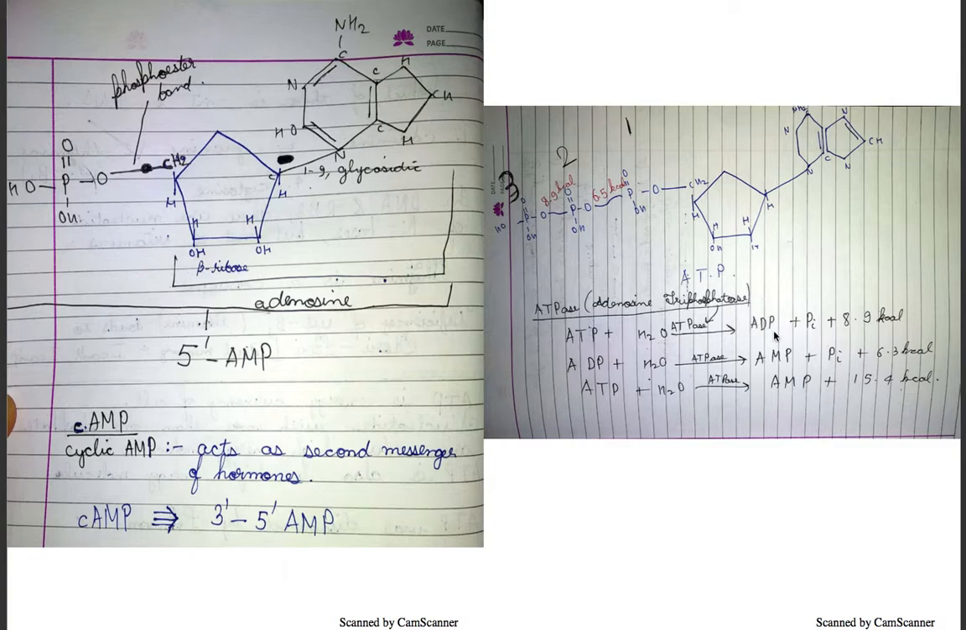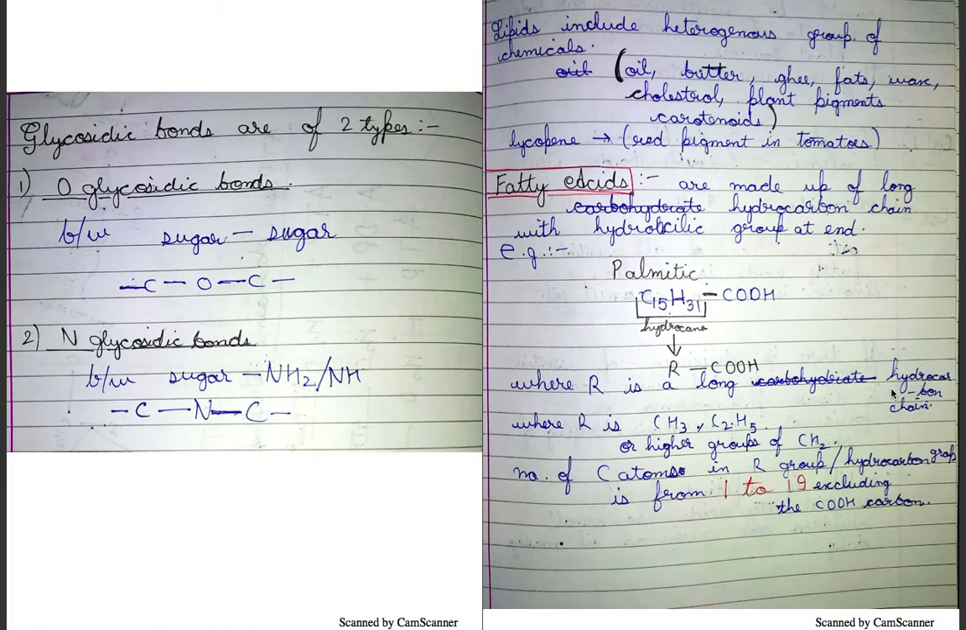Now here we have ATP, here is ribose, here is adenine, and here is one phosphate, a second phosphate, and a third phosphate. Now ATP when hydrolyzed by the ATPase enzyme, that is adenosine triphosphatase, will form ADP, and 8.9 kilocalorie will be released. Similarly, ADP to AMP will release 6.3. Now, if ATP is finally changed into AMP, then how much kilocalorie will be released? The addition of these two, that is 15.4 kilocalorie.